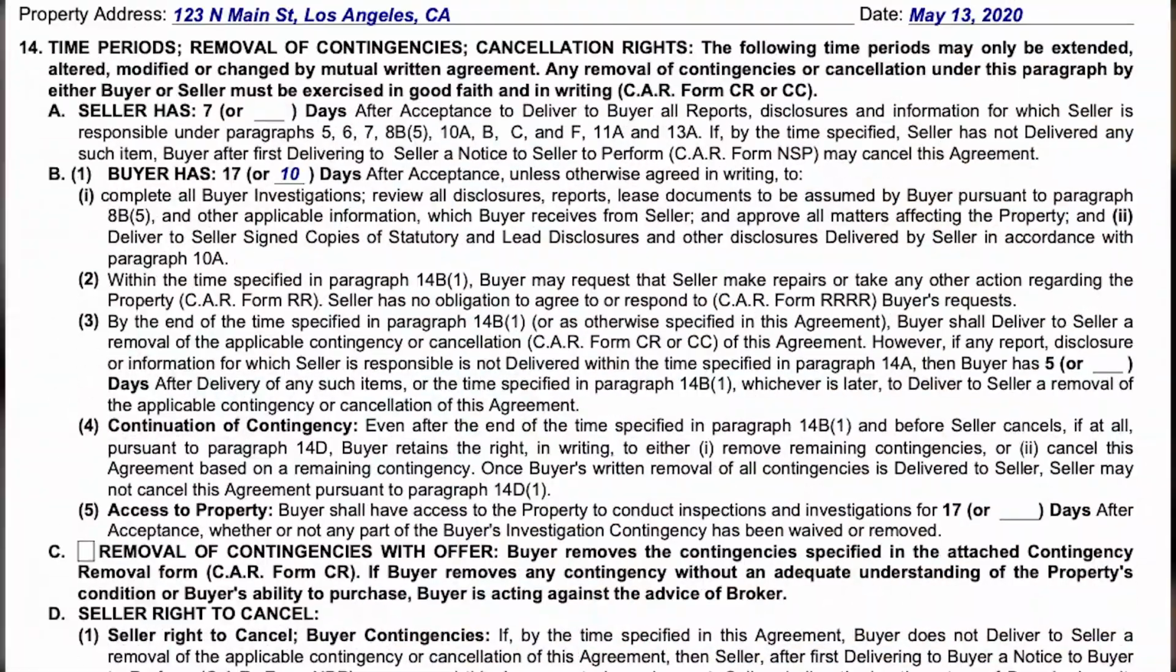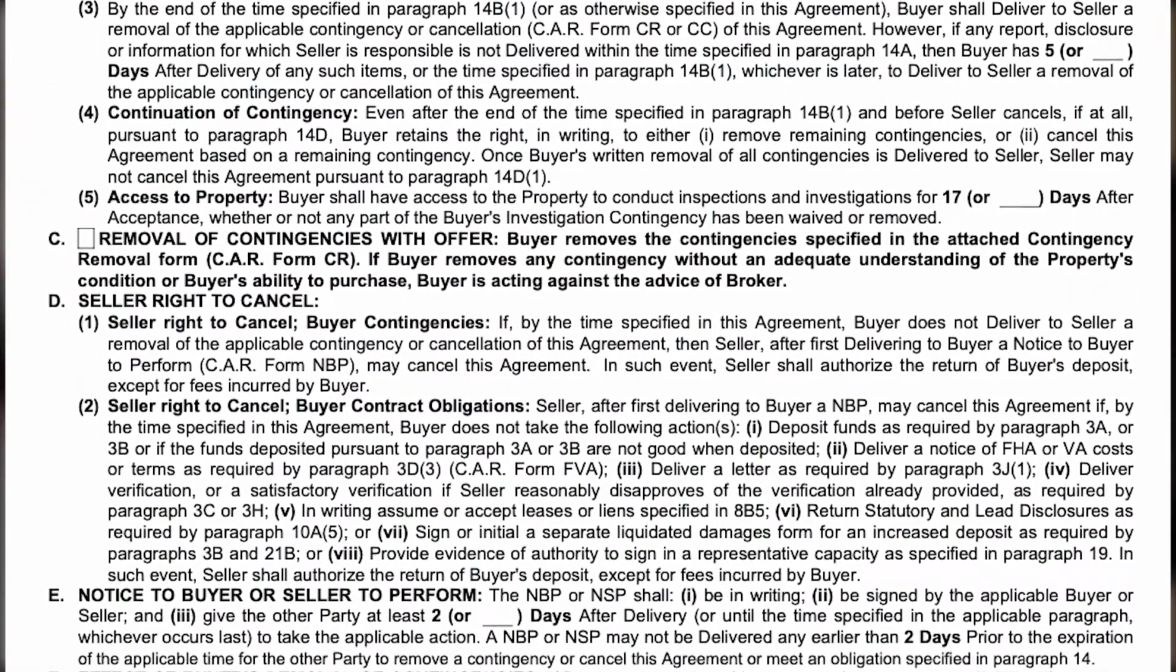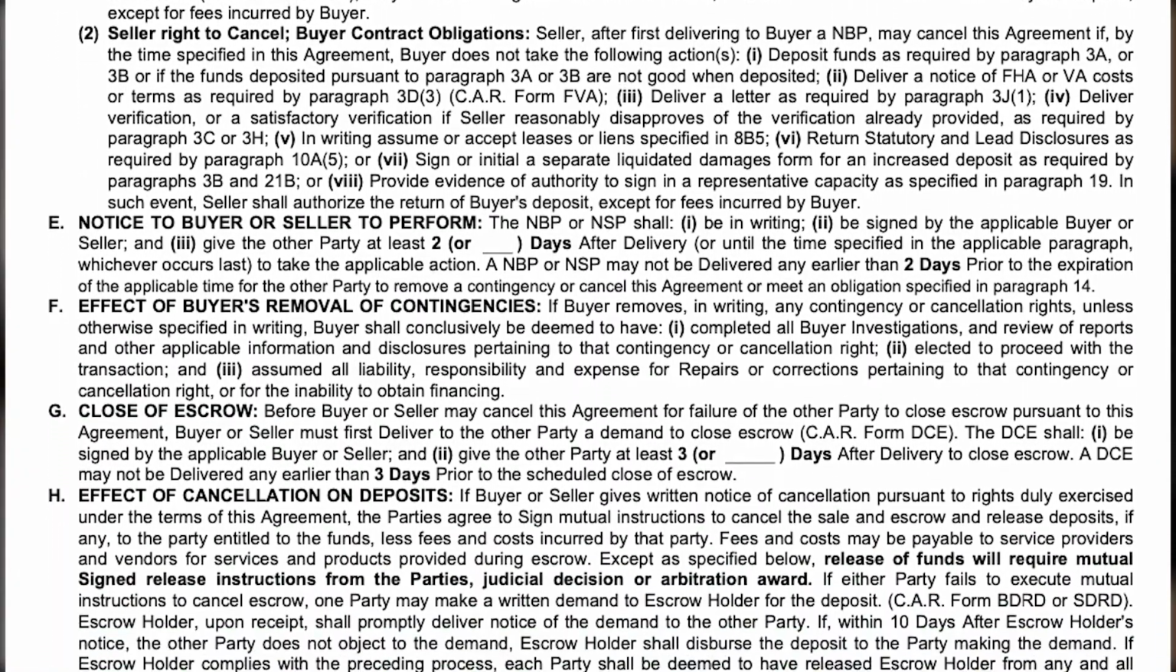Page 6, section 14, has one of the most important parts of the agreement, and this is your time frame for your inspection contingencies. The standard on the page is 17 days, but we usually reduce this time to 10 to 14 days. This is the time where you hire your home inspector, review the seller disclosures, review title to the property, and satisfy yourself as to the condition of the property before removing your inspection contingency.